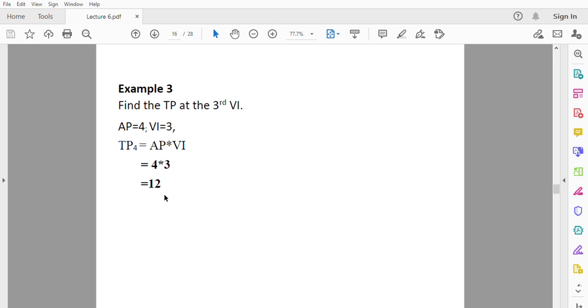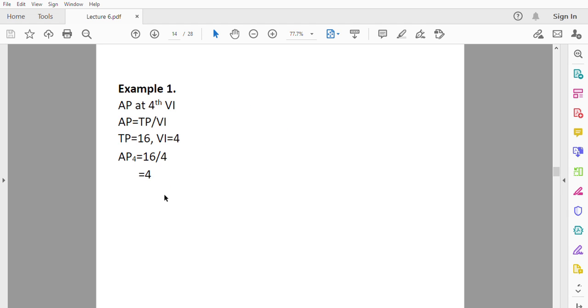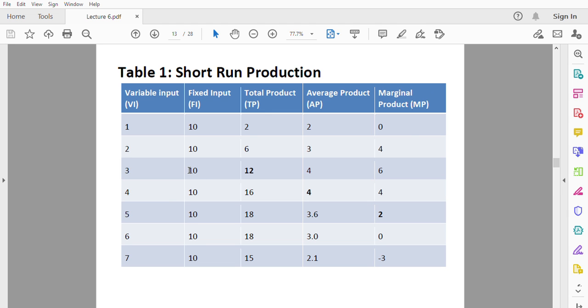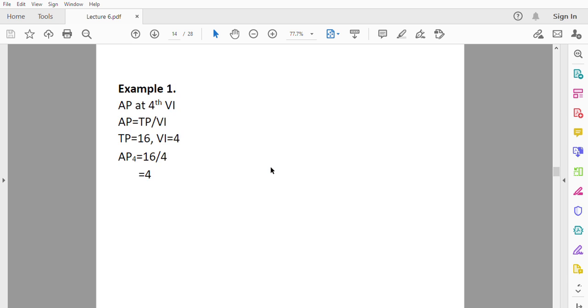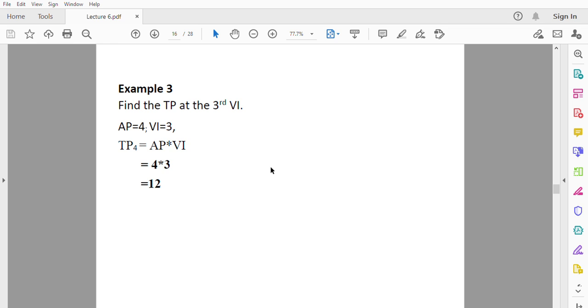Let's take a last example. We have to find the total product at the third variable input. Total product, if you remember, is average product times variable input. So at the third variable input, we have our average product to be 4 and variable input to be 3. So 4 times 3 gives us 12. That is our example 3. It's very simple to calculate total product, average product, marginal product.